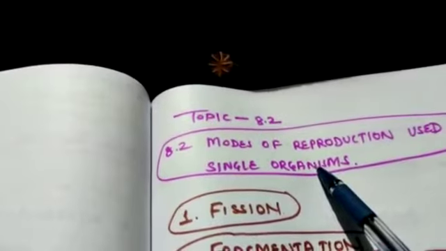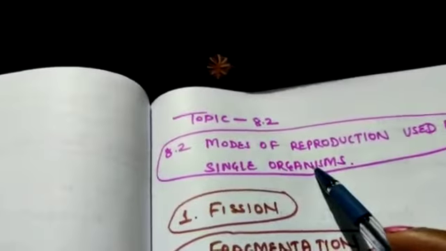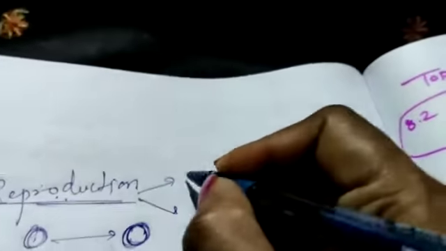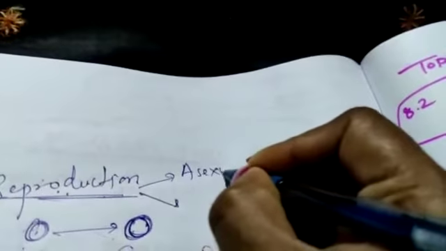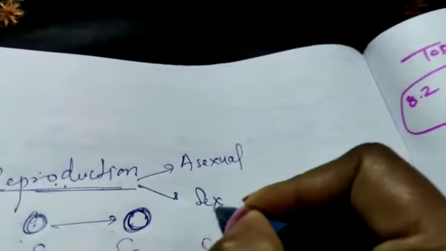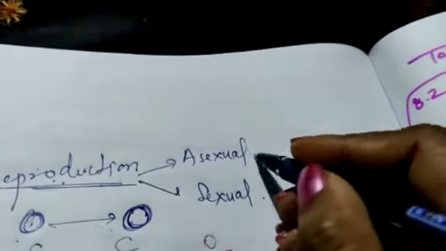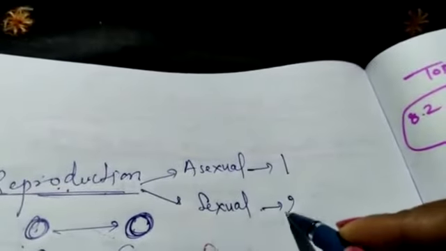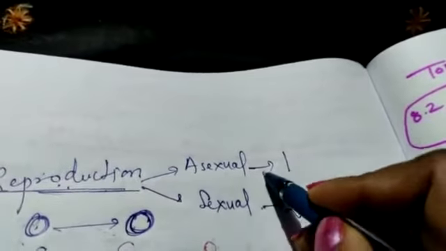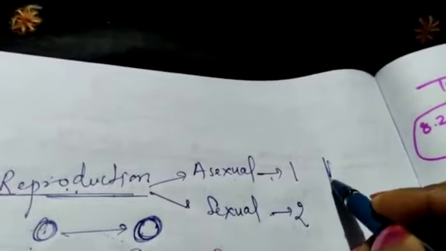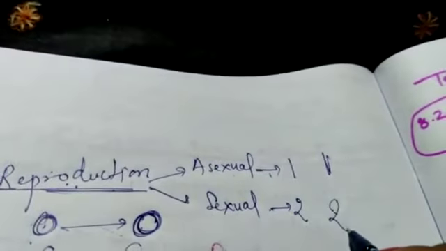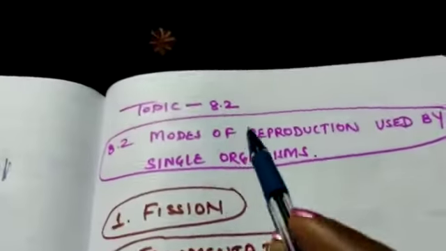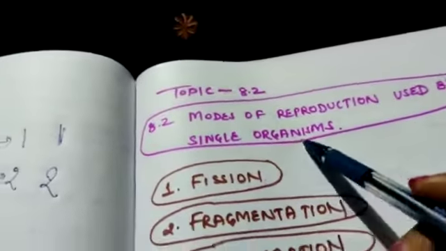So there are two types of reproduction. One of them is asexual, other one is sexual, right? So from your lower classes, you know that in asexual only one parent is involved and here two parents are involved. In asexual reproduction, only one gamete is involved and here two gametes are involved, right? So here only one organism is involved. So modes of reproduction used by single organisms.